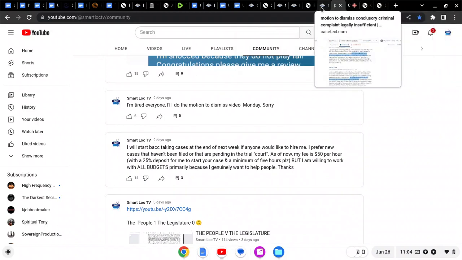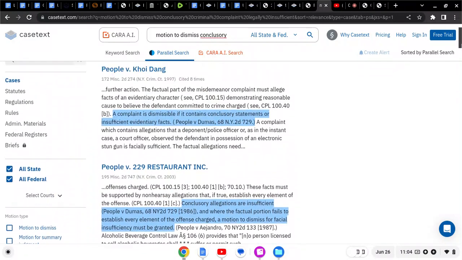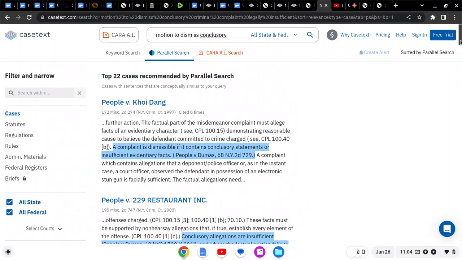Now I'm going to go back here and read y'all some more stuff, because I really want y'all to understand what I'm trying to get y'all to understand. This is a New York case. A complaint is dismissible if it contains conclusory statements or insufficient evidentiary facts. A complaint which contains allegations that a deponent police officer, or, as in the instant case, a court officer, observed the defendant in the possession of an electronic stun gun, is facially sufficient.